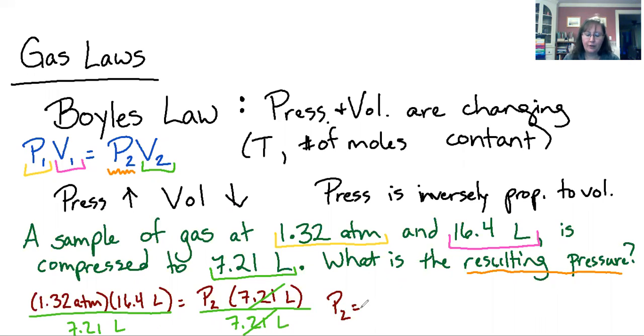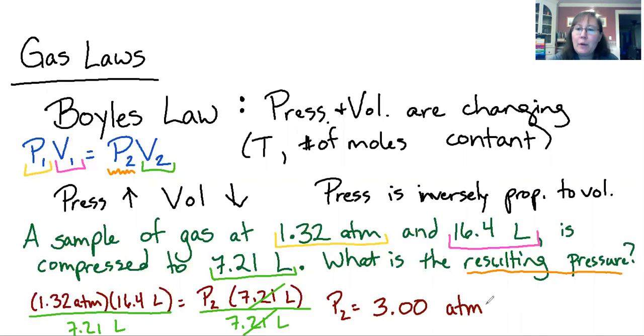And we'll get a P2 value equal to 1.32 times 16.4 divided by 7.21. And we get a resulting final pressure. You can see we have three significant figures all the way through this, of 3.00 atmospheres.